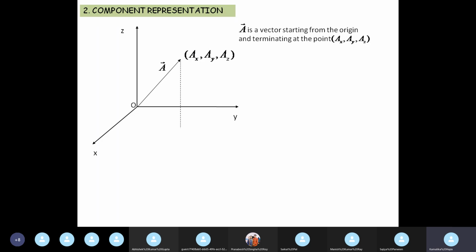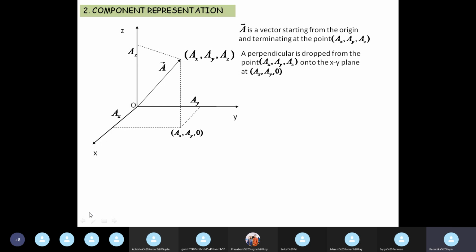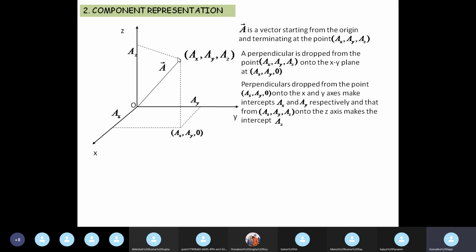Now what we do is we drop a perpendicular from the tip of the vector onto the xy plane. So the coordinates of this point are Ax, Ay, 0. Perpendicular drops from the point Ax, Ay, Az to the xy plane at the point Ax, Ay, 0. And then we draw perpendiculars from this point to the x and y axes and from this point to the z axis. So perpendiculars are dropped from Ax, Ay, 0 onto the x and y axes and they make intercepts Ax and Ay respectively, and from this point on the z axis makes the intercept Az.